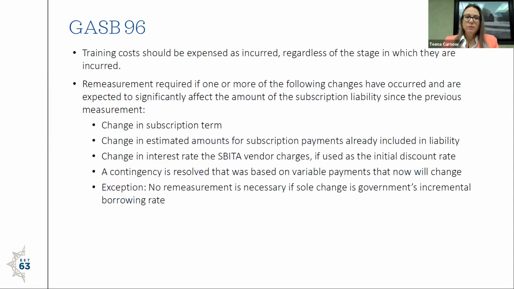A change in the subscription term, a change in the estimated amounts for subscription payments already included in the liability, a change in the interest rate the vendor charges if that is what was used as the initial discount rate, or a contingency is resolved that was based on variable payments that will now change. The exception here is no remeasurement is necessary if the sole change is the government's incremental borrowing rate.